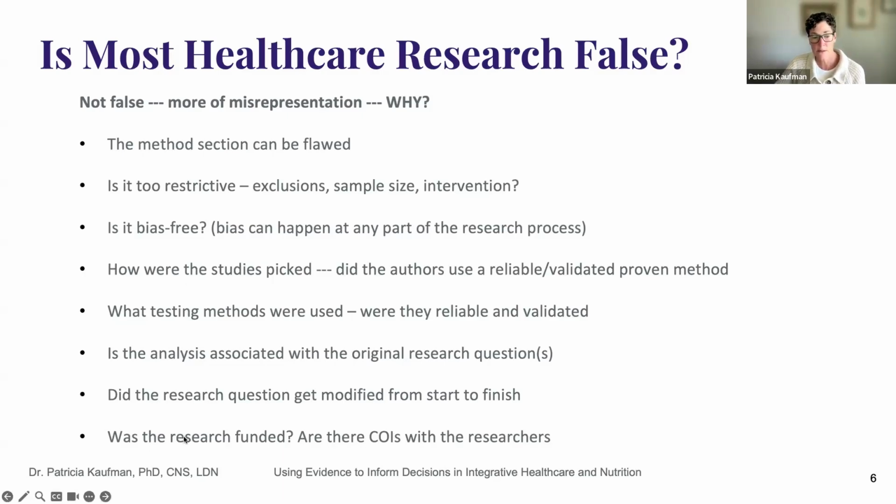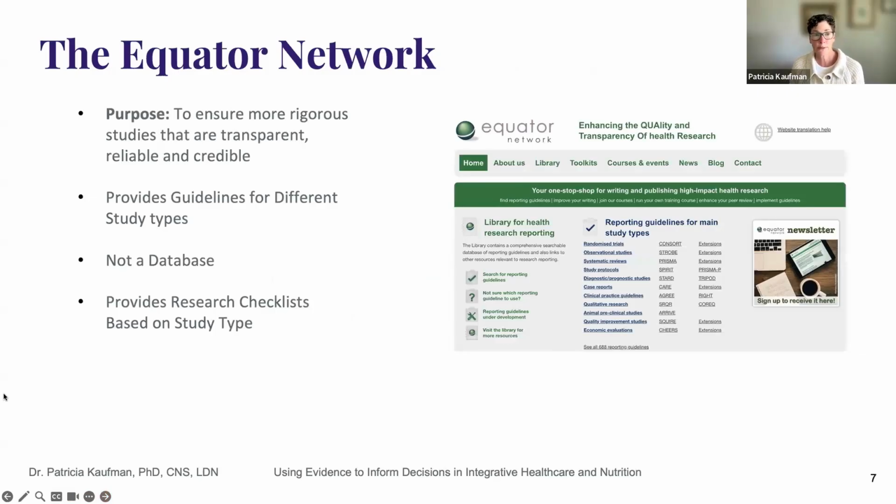And then the other thing is to see if the research was funded. Not all funded research is bad, but sometimes funded research can skew the research question, can skew what's analyzed, and skew who's included and excluded in the study. So that's always important to look at. And then if there are any conflicts of interest for the researchers. The Equator is a network. It's not a database.